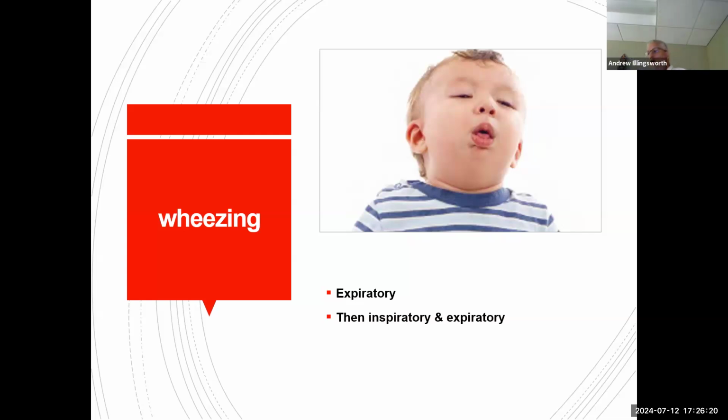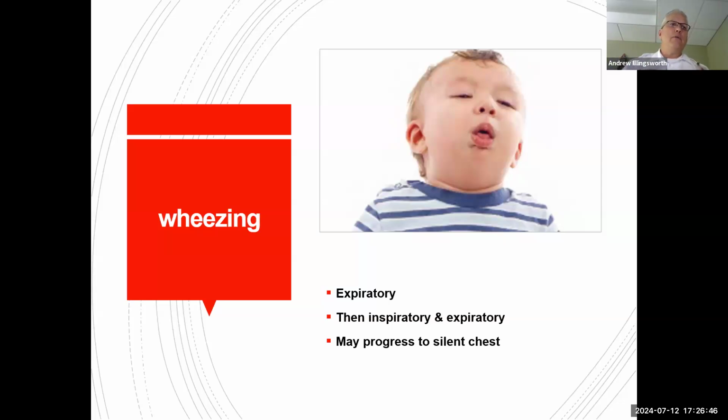When it's bad enough and as it progresses, it goes from expiratory to both expiratory and inspiratory. When you start to have inspiratory wheezing, you may not even hear any expiratory noises. That's ominous. That's going to be bad. The bad is going to be happening soon. And that may progress to that silent chest.